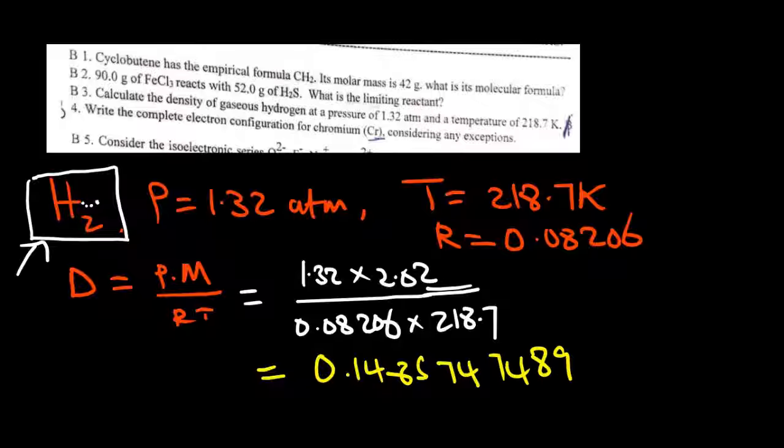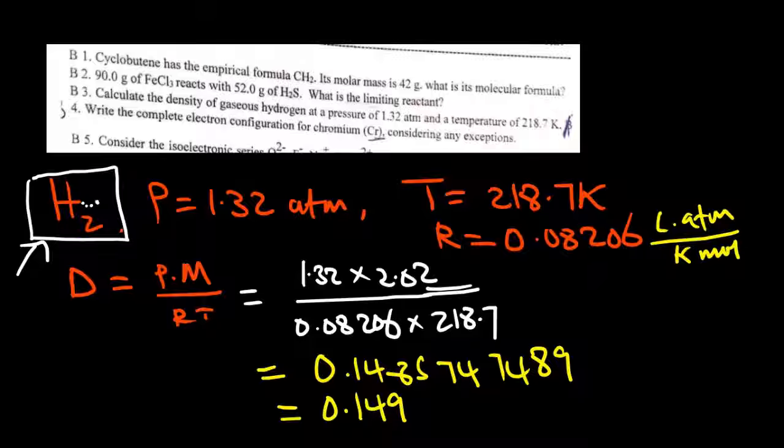When I multiply and divide those, I'm getting 0.14857747489. We can round this off to 3 significant figures. It will just be 0.149. And then the units for density are grams per liter, because the units of this gas constant are liter multiplied by atmospheres divided by kelvins per mole. So from this we're going to get the liter, so it will be grams per liter. That's how we can find the density there.